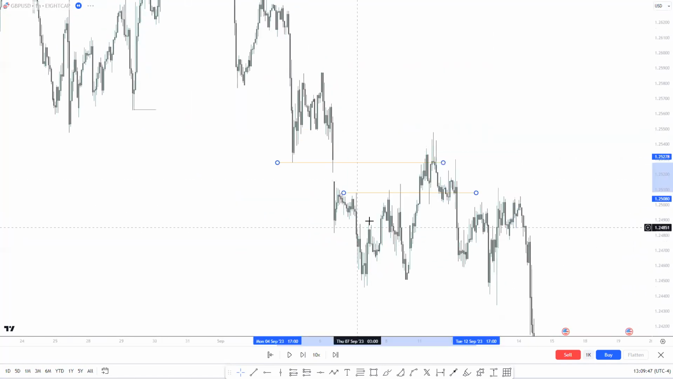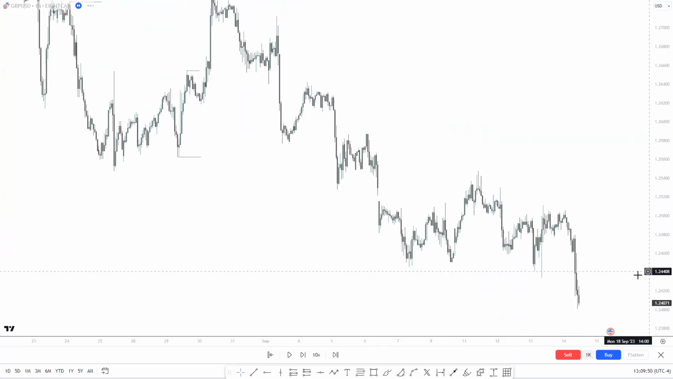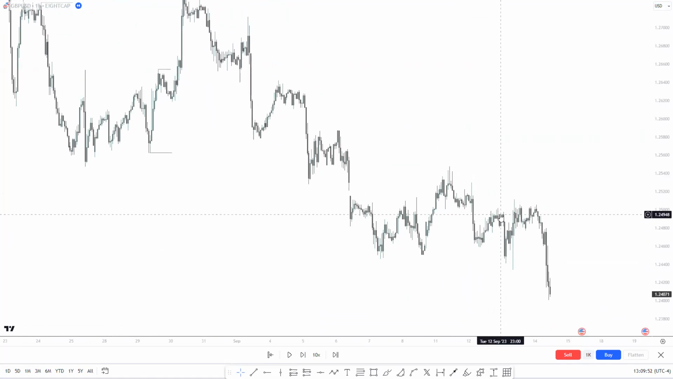So this is the whole purpose of the top-down analysis. We go from the high time frame to a low time frame and confirm things with the help of structure.